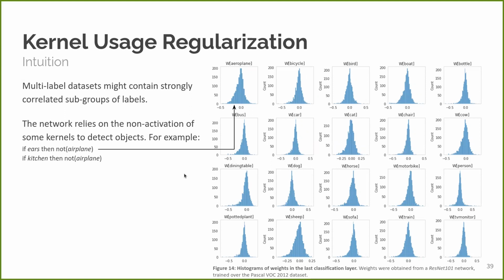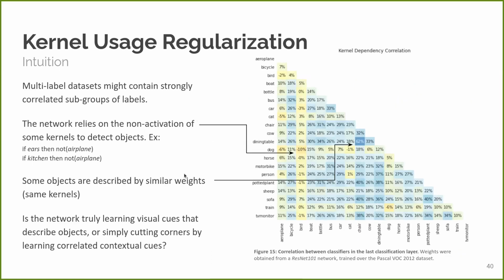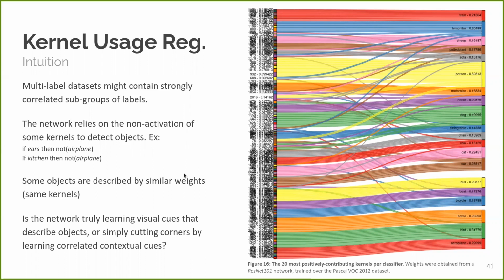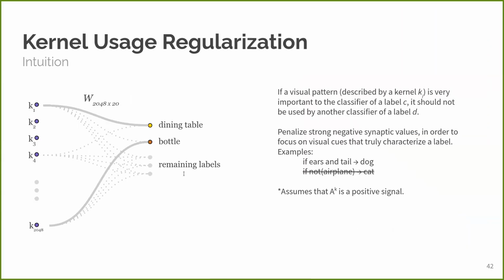We can clearly see this happening when histogramming the weights of each classifier in the last layer, where quite a few kernels have a negative impact when classifying objects of a given label. And we observe a strong correlation between the weights of some of these classifiers, indicating that they rely on the same visual patterns to decide upon distinct concepts. Another way to see this is using a Sankey chart, which shows that some of these classifiers are strongly dependent on the same kernels and patterns. To address this problem, we propose the kernel usage regularization.